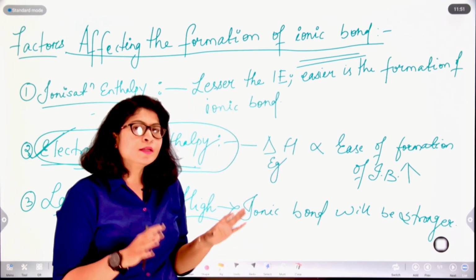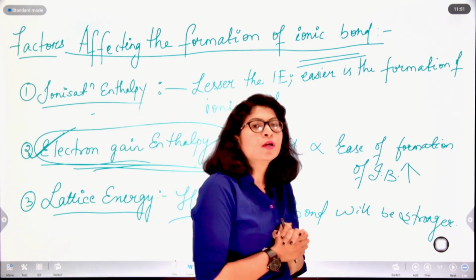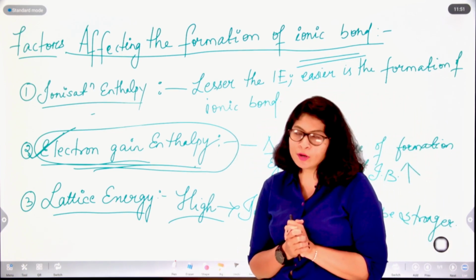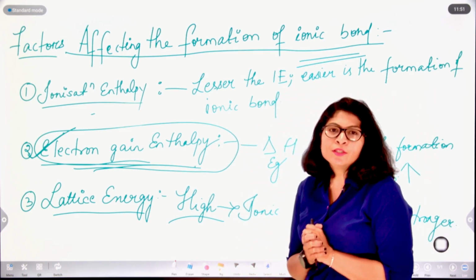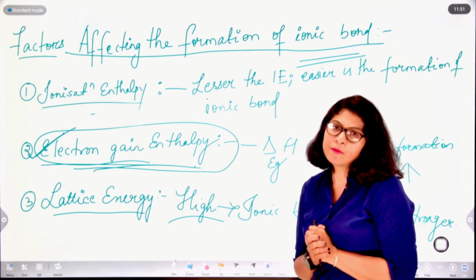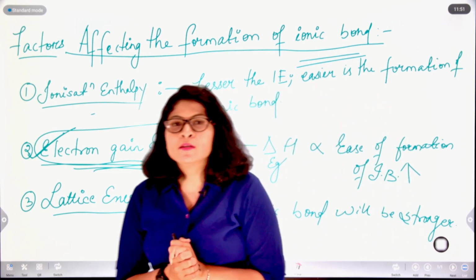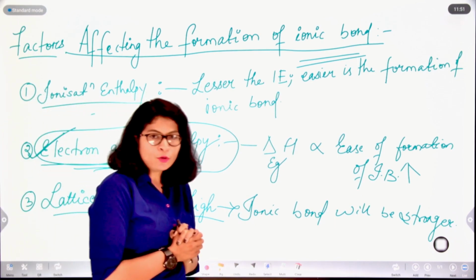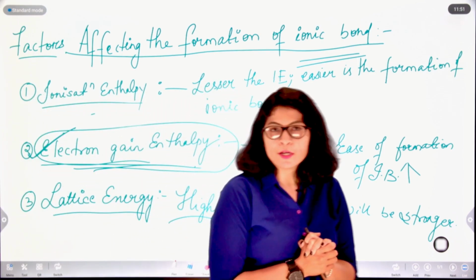So in this lecture we have learnt how an ionic bond is formed, the Lewis dot structure for an ionic bond, what the energy transactions are during the formation of an ionic bond, and the various factors that affect the formation of an ionic bond. So that's all for this video. I hope whatever we have learnt is clear to you.